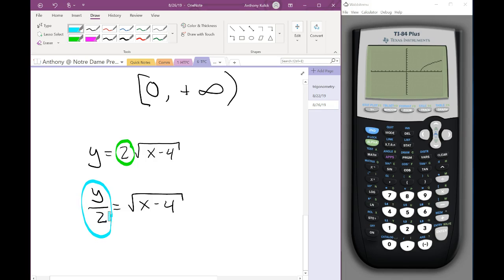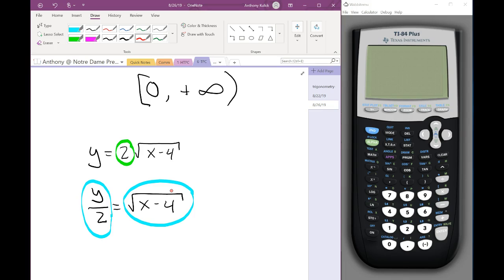We have y over 2 is equal to the square root of x minus 4. What can we say about the square root of x minus 4? What kind of number is that going to be? If I take the square root of something, what kind of number do I have to get back? Brian? Yeah, a little more specific than that would be non-negative.